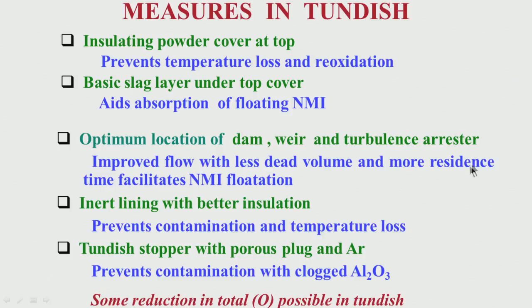So here is a question of doing some mathematical modeling of the Tundish. A lot of people have done a lot of mathematical modeling to determine the location of the dam, weir and the turbulence arrestor, so that you have more residence time of liquid steel in the Tundish, less turbulence in the Tundish, and less amount of dead zone in the Tundish. So for this, optimum location of dam, weir and turbulence arrestors is necessary.